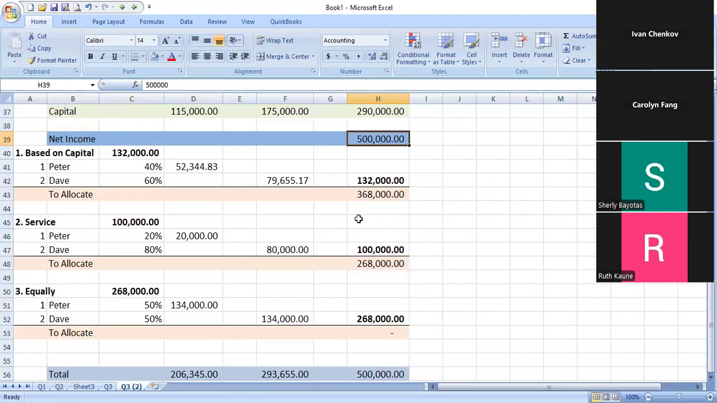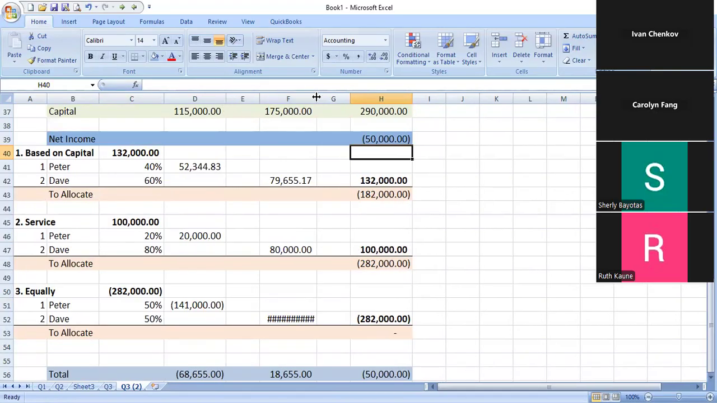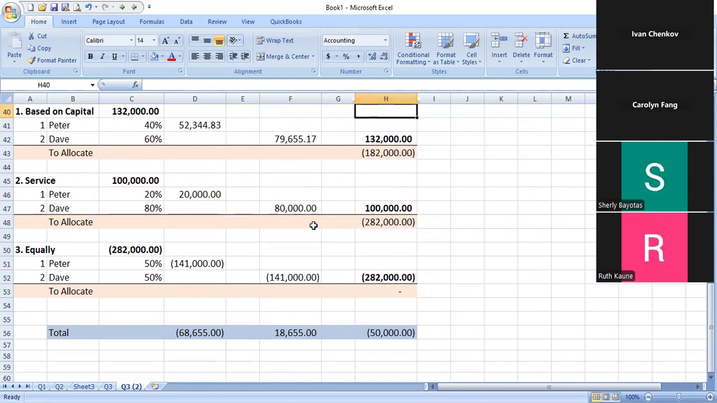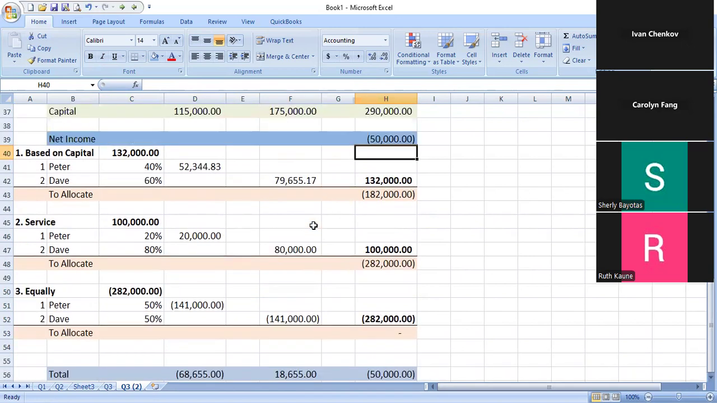Now, what's going to happen? Imagine this. Let's think what's going to happen if the company starts losing money. Let's say the company is losing 50,000, that is the loss. Now, what's going to happen in this case? Can you see?